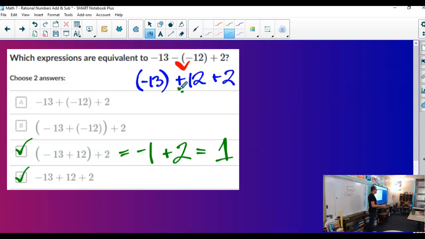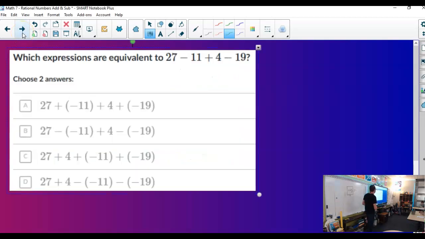Now I want to challenge somebody from your group. Raise your hand when your group thinks you have both answers figured out. Yeah, this one's a bit tricky. When you think you have both answers figured out, don't rush though.